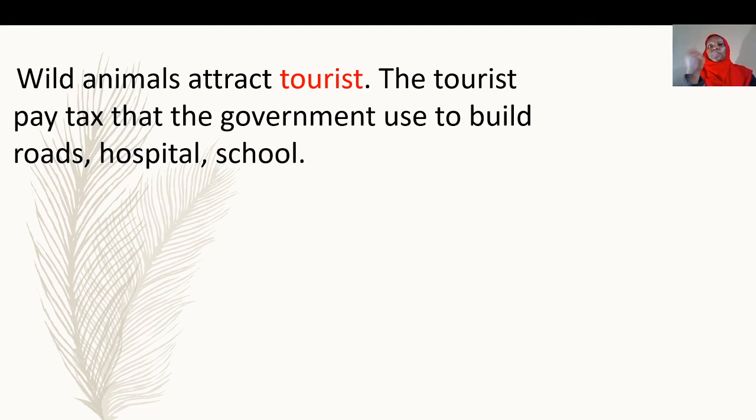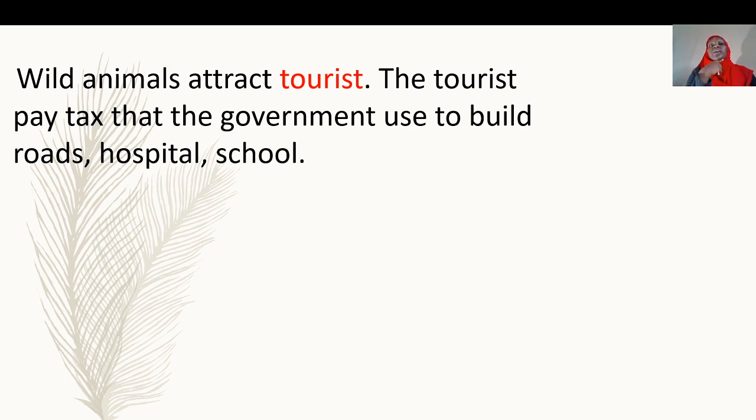Now we have wild animals, and we say wild animals attract tourists. Who are tourists? Tourists are the people who come into another country to see either wild animals or physical features. They just leave their country to go to another country just to see what is there. So we say the wild animals attract tourists.